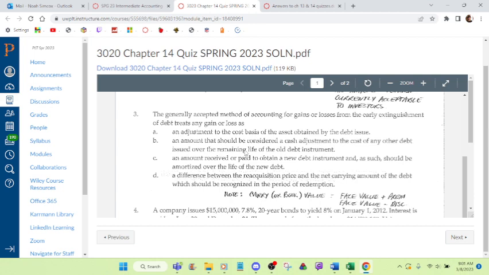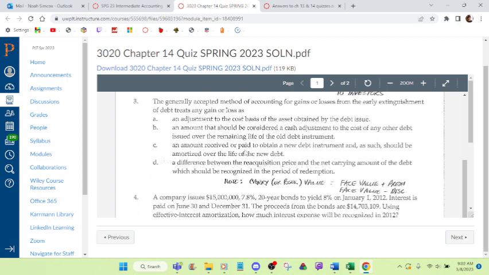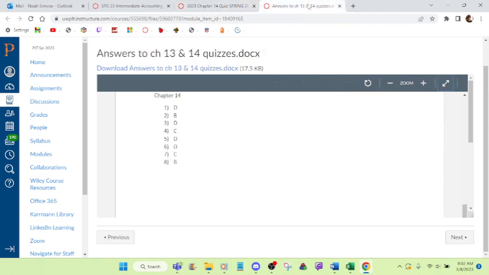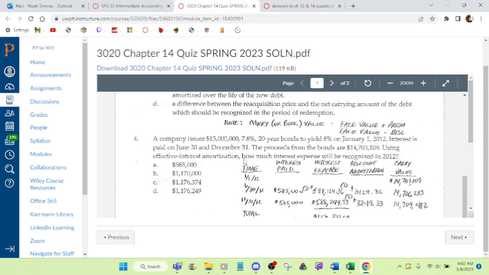So, the difference between the reacquisition price and the net carrying amount of the debt should be recognized in the period of redemption. And I probably totally screwed up the other questions. Number 4, C.